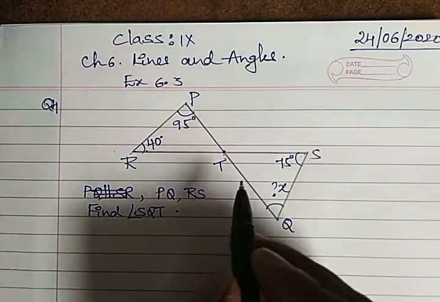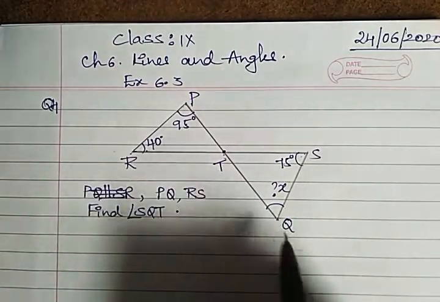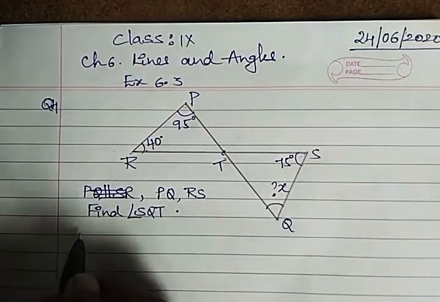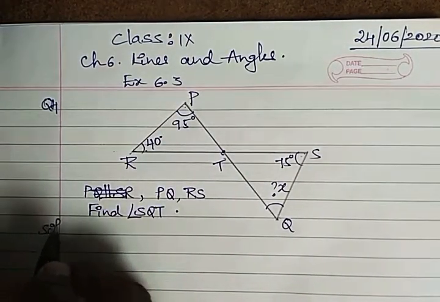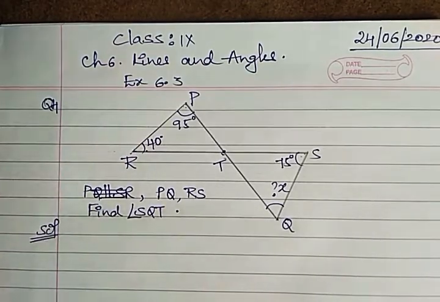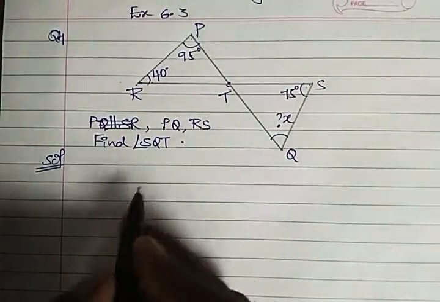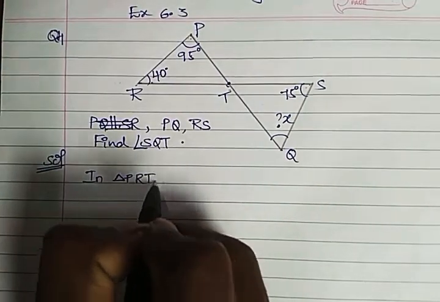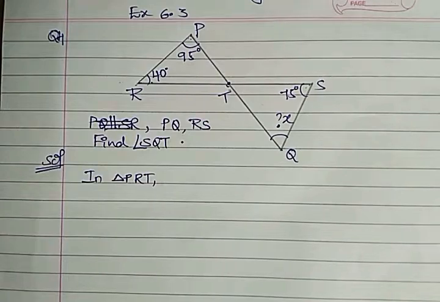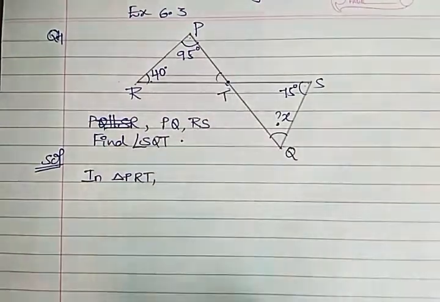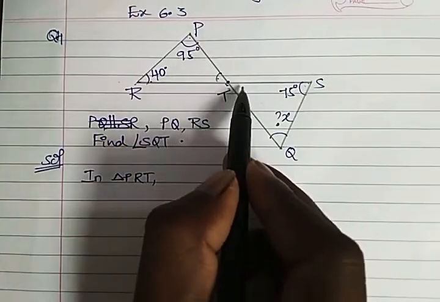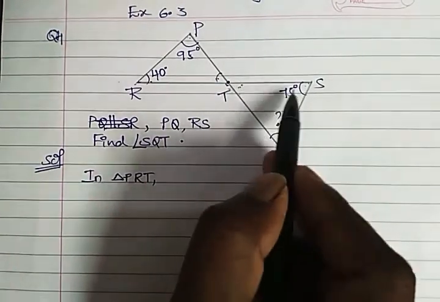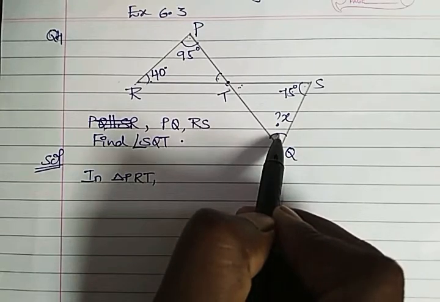First of all, can you see some triangles over here? PRT is a triangle. We can write the solution like this. In triangle PRT, we can use the angle sum property of a triangle to get this value. After getting this value, this also becomes the same, by vertically opposite angles. So in this triangle we have 2 angles, and the third angle can be easily calculated.